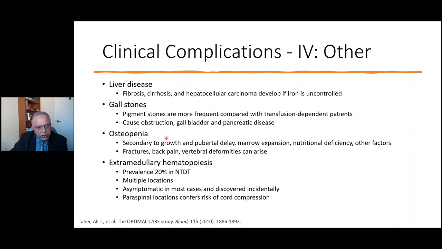And finally, I will just quickly list the other complications that we talked about. Liver disease, gallstones and gallbladder disease, and it can cause acute pancreatitis in some patients. There's osteopenia and bone disease, which can be very concerning and can lead to pathological fractures. And then there is extramedullary hematopoiesis, which we will talk about later on. That can happen in multiple locations and can cause permanent neurological injury if left untreated.